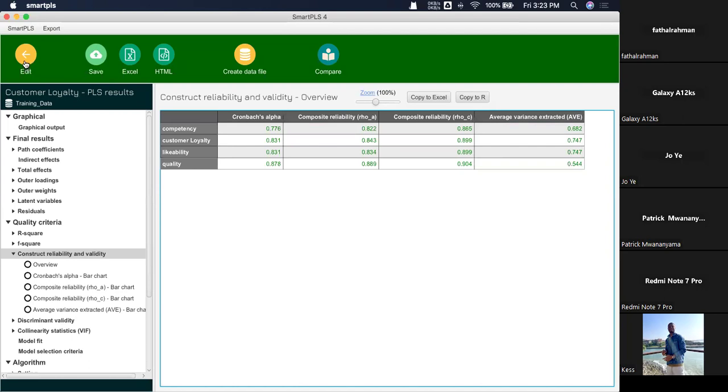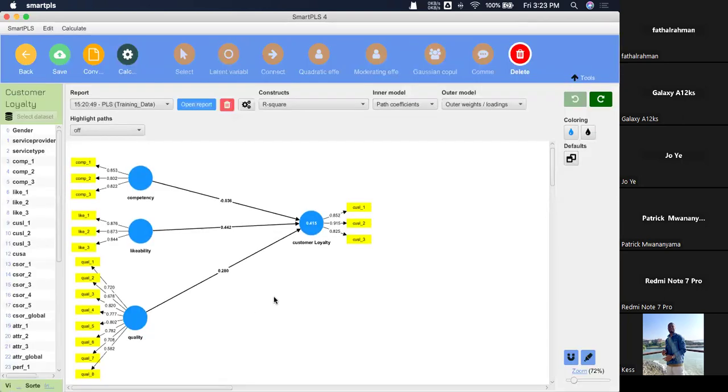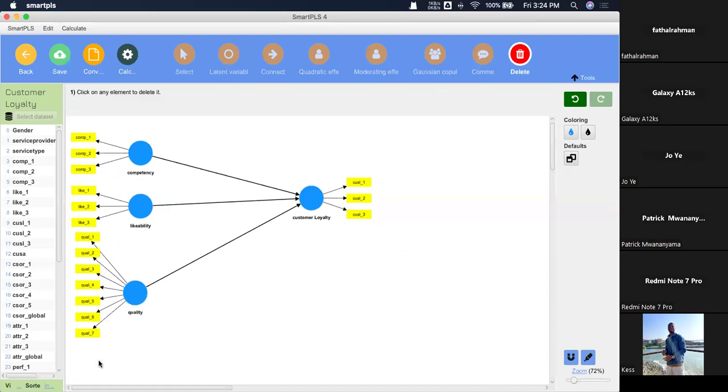After noting that, I go back to my model. You start the deletion from the indicator with the lowest factor loading, and in this case it is QUAL8. My delete button is already activated, so if I click on it, it disappears. That means I have deleted 1 indicator from the quality criteria, indicator number 8. When you delete, you see that all the values on the initial output disappeared.